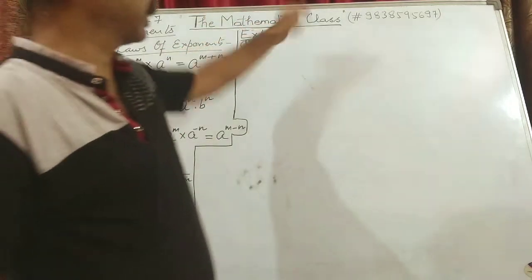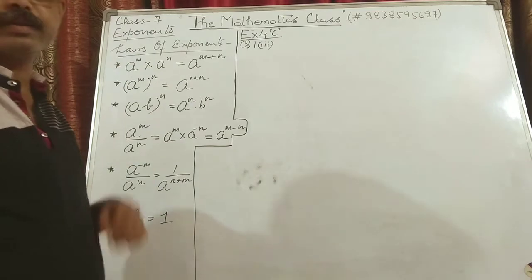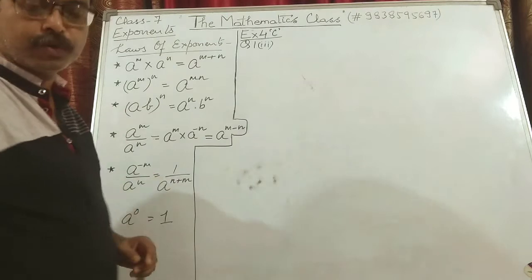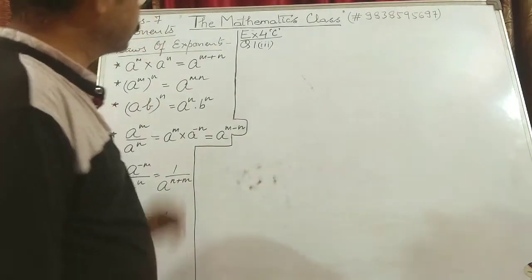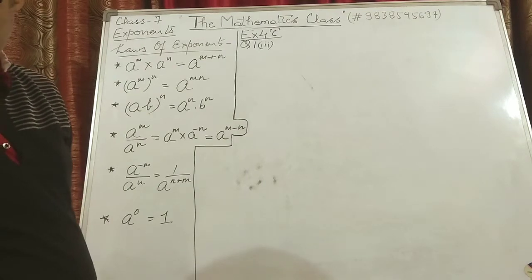Welcome to the mathematics class. This class is for class 7 exponents and this is the third part. In this we will be discussing exercise 4C. Now in this first question is give the meaning of each of the following and if possible simplify.